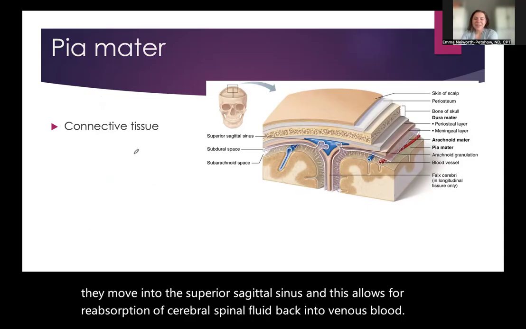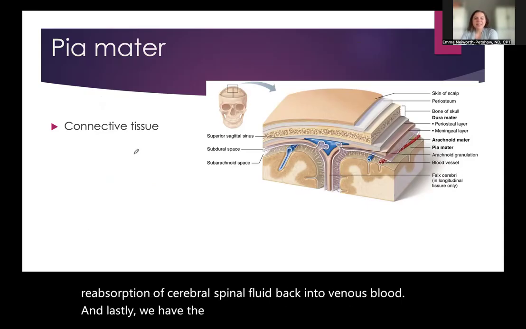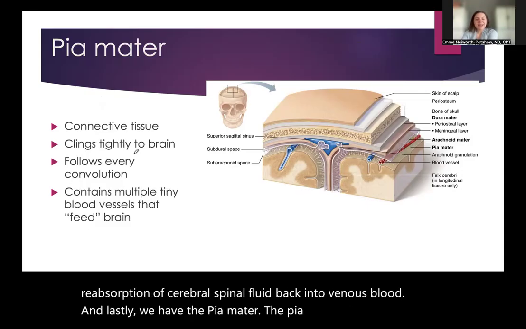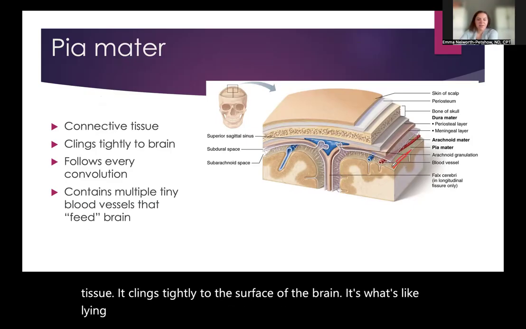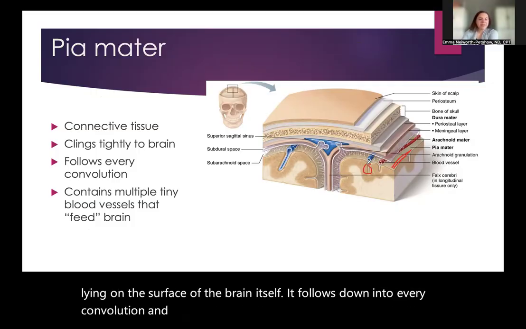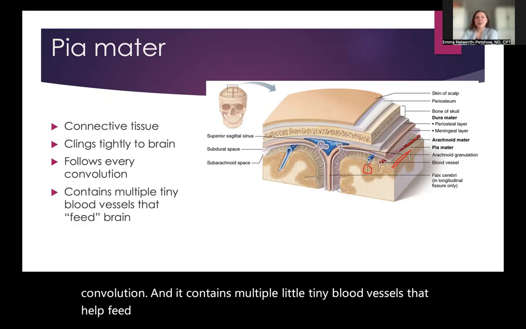And lastly, we have the pia mater. The pia mater is connective tissue. It clings tightly to the surface of the brain. It's what's like lying on the surface of the brain itself. It follows down into every convolution, and it contains multiple little tiny blood vessels that help feed the brain, whether it's blood or whether it's nutrients.